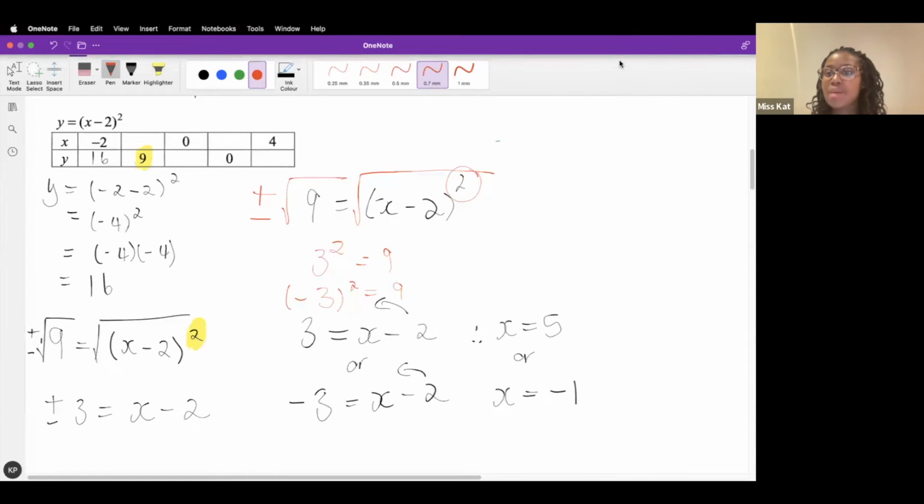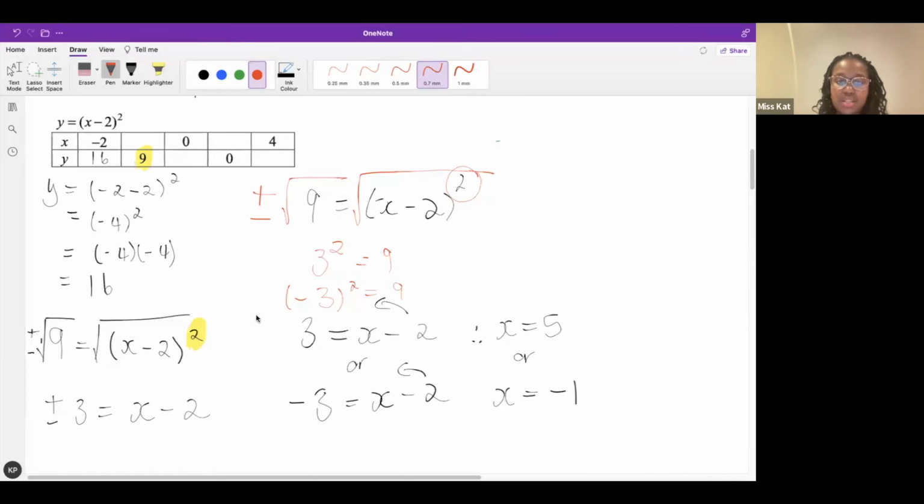Yes, ma'am. So I'm writing them as 2 different sentences because the first one says either 3 is equal to x minus 2 or negative 3 is equal to x minus 2. Are you with me? So then you solve them as 2 different equations. You take the 2 over. In this one, you're going to have, on the left-hand side, 3 plus 2. You agree? And for this one, you're going to have negative 3 plus 2. You agree? But can't you do one? Must you do both? You have to do both.